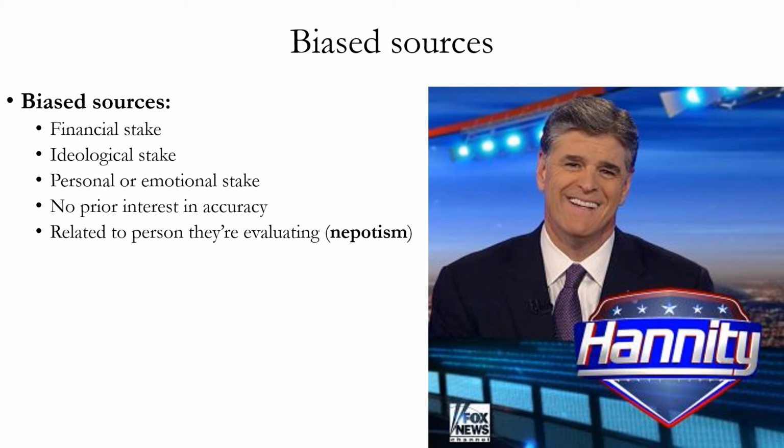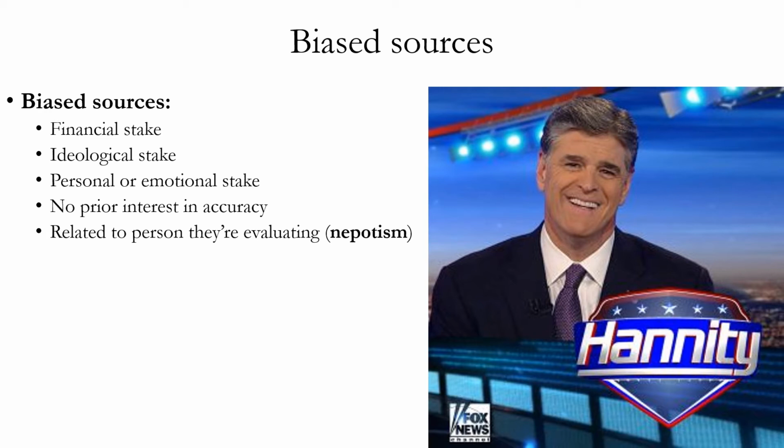Another source of bias is the personal or emotional stake, and if they don't have a prior interest in accuracy. So if their business model, for example, is getting clicks or getting people to read their material or view their videos, then they may just feed into a partisan or ideological line, and it can make people feel good. As consumers of information, we oftentimes want to be fed information that confirms our pre-existing biases. So a lot of organizations, their business model is to tap into that. So they're not going to be an unbiased source of information.